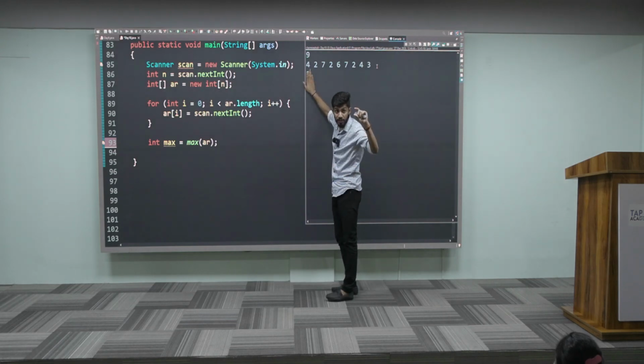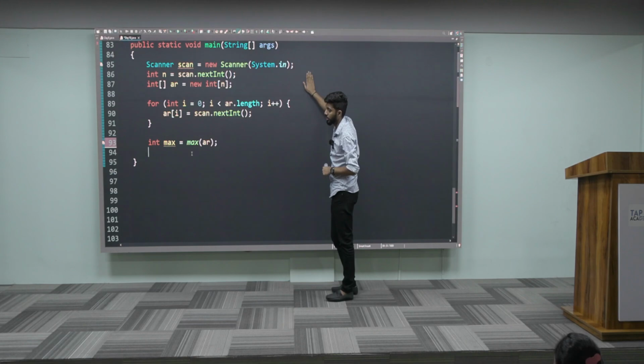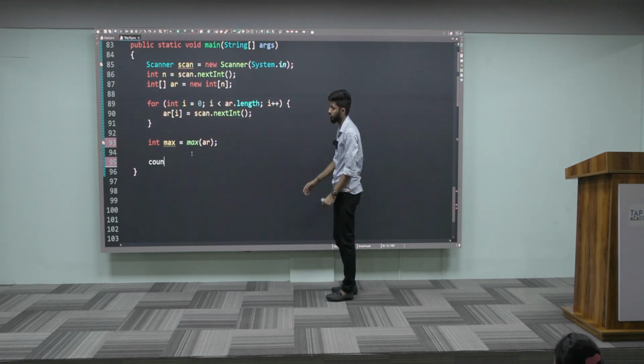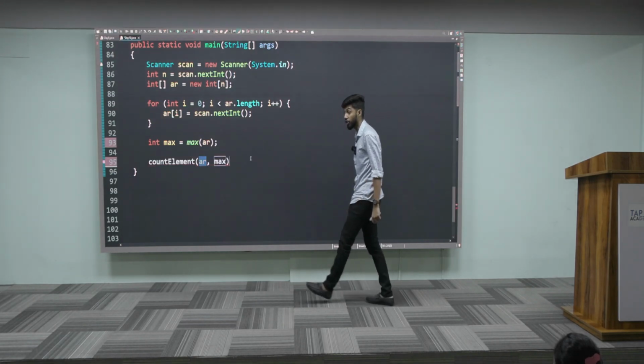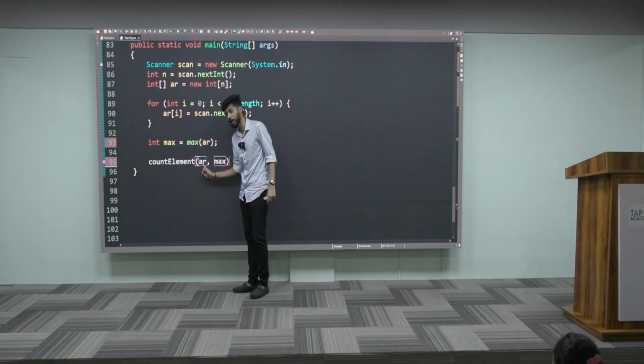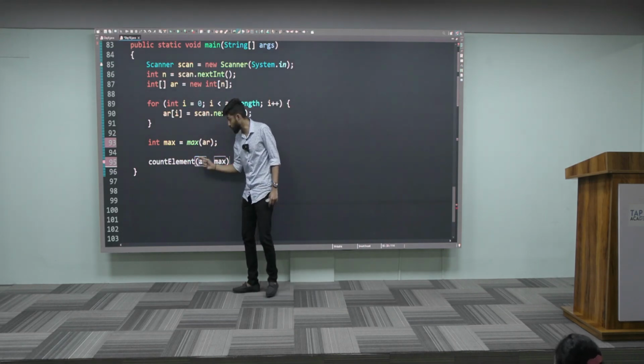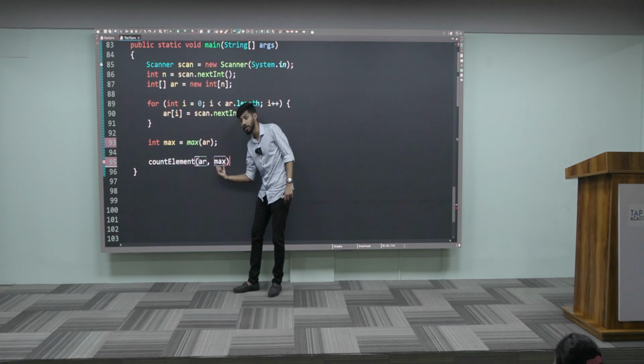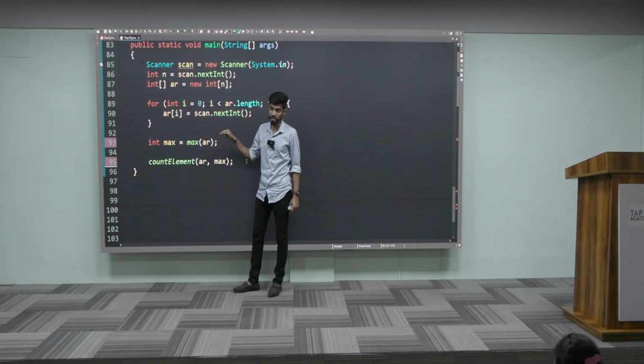If one number is given to you, can you count how many times that number is occurring? Yes. Have you already written the code for that or not? What is the code? Count elements. So now I will say count elements in the next line. And for this count elements, the array I am passing is the same array. But what is the k value I am passing? That is the max value. Is that clear to you?